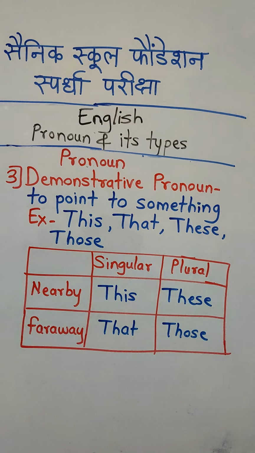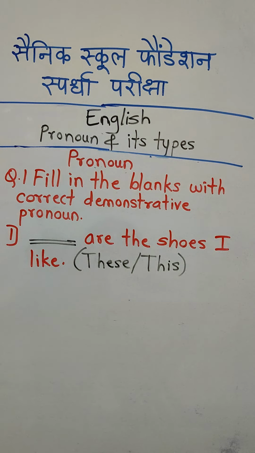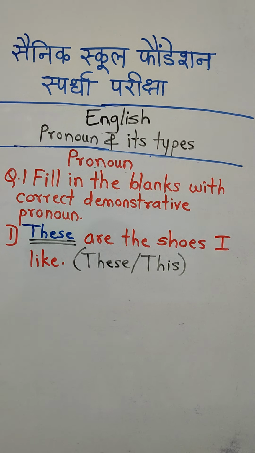Let us see the examples of this. Now suppose we have question number 1. Fill in the blanks with the correct demonstrative pronoun. Suppose we have the first example: dash are the shoes I like. That means here we have to identify which demonstrative pronoun will be suitable from this given box, this or these. Here we are pointing towards the shoes, which is in plural form, and that means we have to use the demonstrative pronoun these here. So the answer is, these are the shoes I like.